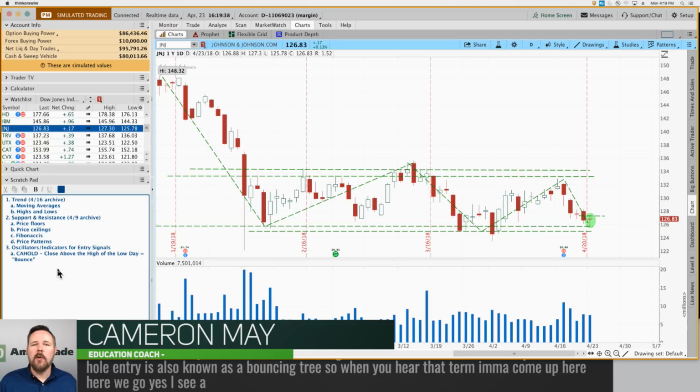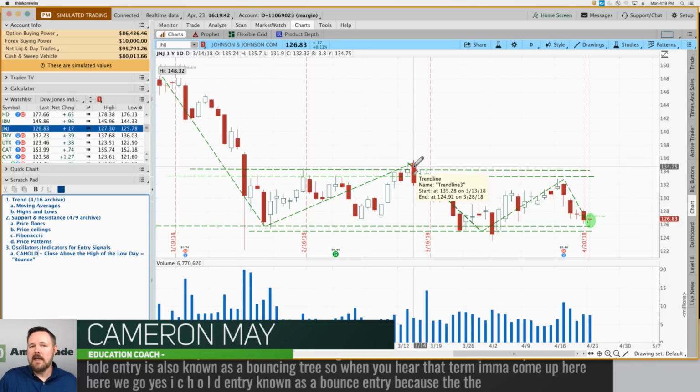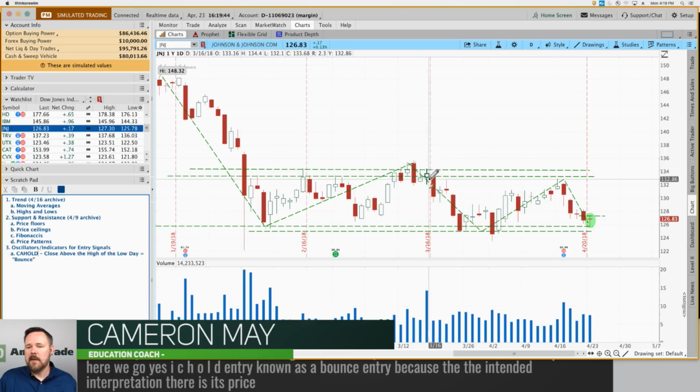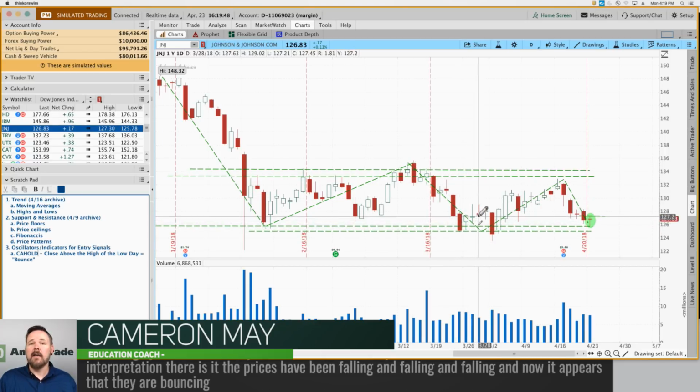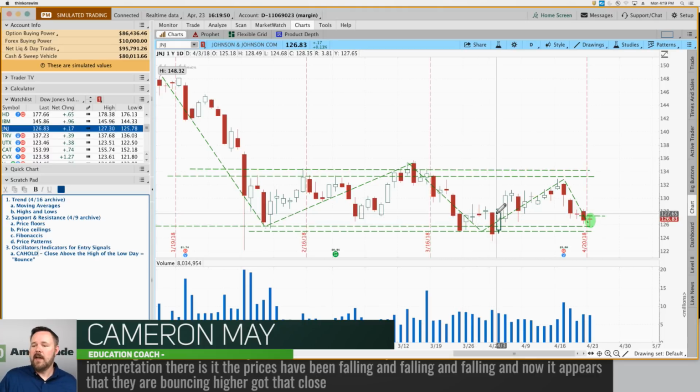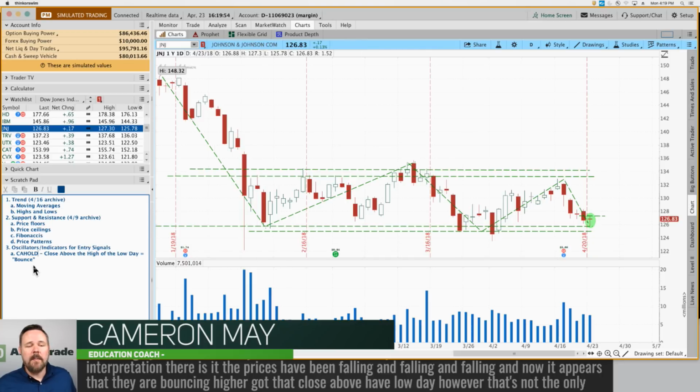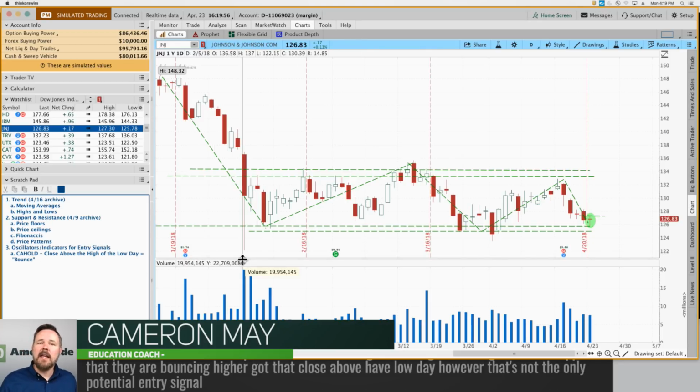Yes, C-A-H-O-L-D entry. It's known as a bounce entry because the intended interpretation there is that the prices have been falling and falling and falling, and now it appears that they are bouncing higher. Got that close above the high of the low day. However, that's not the only potential entry signal. I did want to give you a couple of others that you can be on the lookout for.